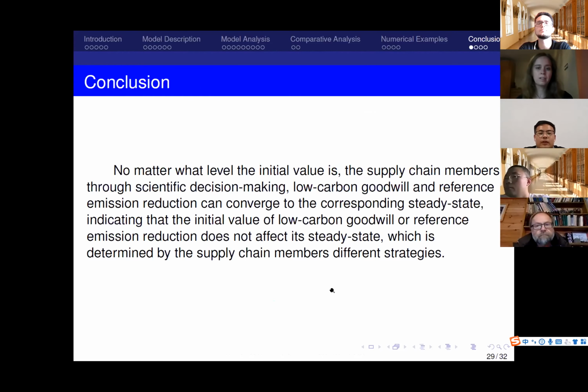Here is the conclusion. No matter what level the initial value is, the supply chain members, through scientific decision-making, can make low-carbon goodwill and reference emission reduction converge to the corresponding state, indicating that the initial value of low-carbon goodwill or reference emission reduction does not affect its steady state, which is determined by the supply chain members' different strategies.